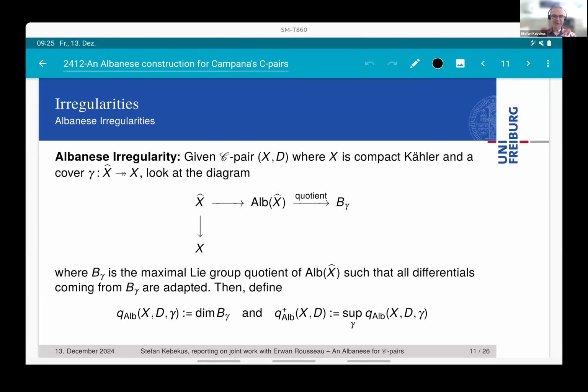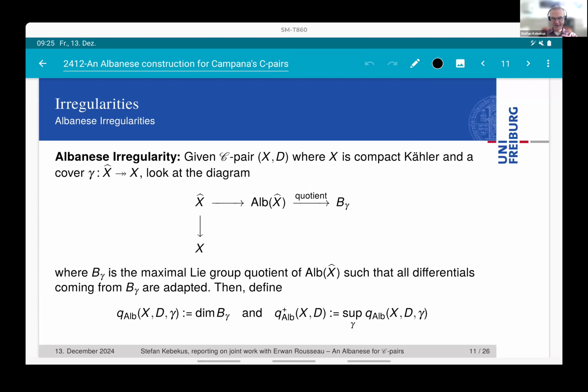This largest quotient always exists. It could be a point. It could happen that on X hat I have many adapted differentials, but not a single one of them comes from a torus. So in that case, B gamma would be a point.